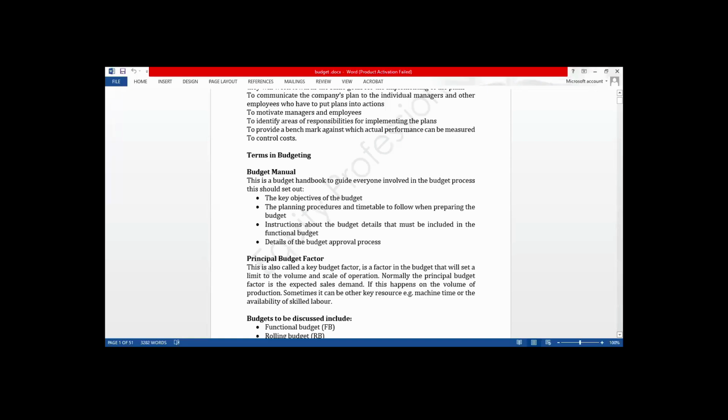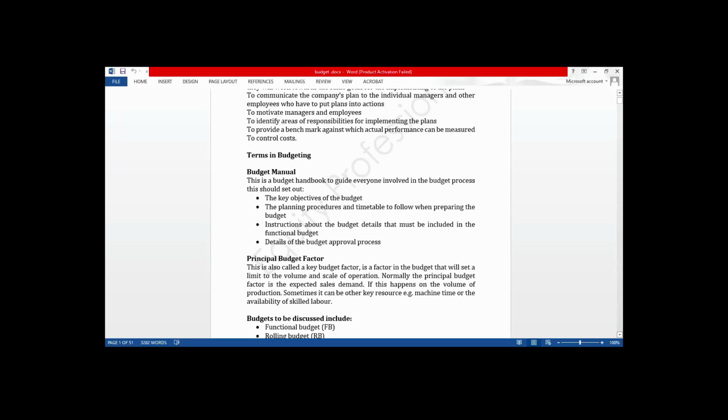It is the factor in the budget that sets limits to the volume and scale of operation. Your principal budget factor is that budget factor that limits the volume and scale of operation. It is that budget factor that can limit the company from making profits. Any factor that acts as a limitation to achieving more profits is referred to as principal budget factor.